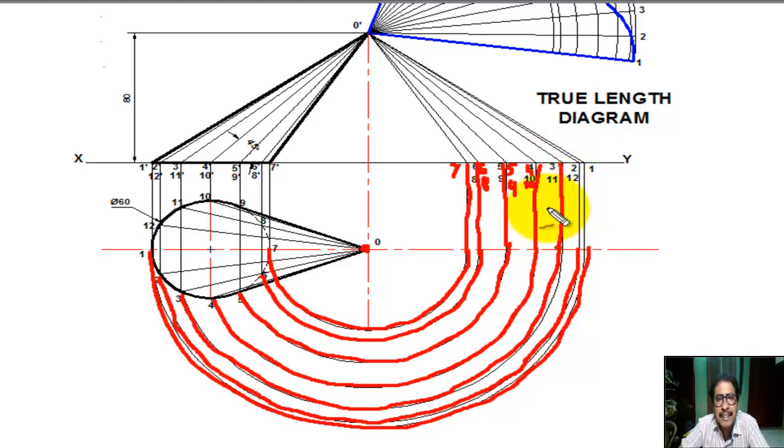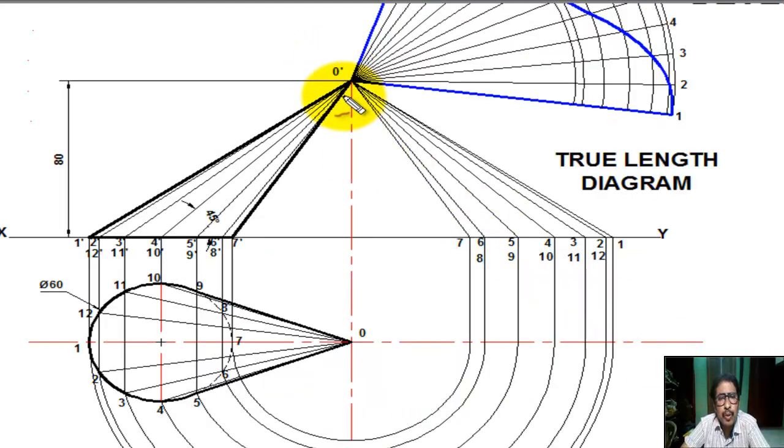Draw a vertical projection line up to the XY line. This is 3 and 11. Draw a vertical projection line. This is 2 and 12. Now draw a vertical projection line. This is 1. Okay.